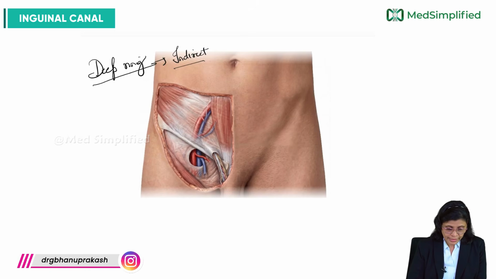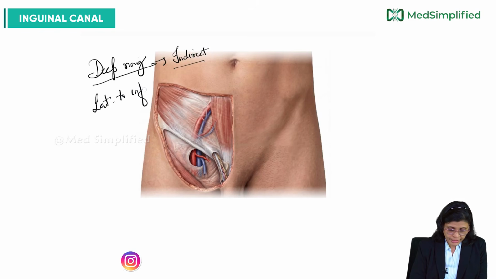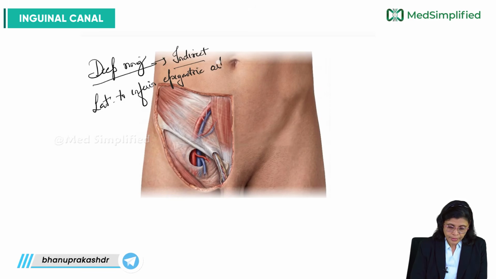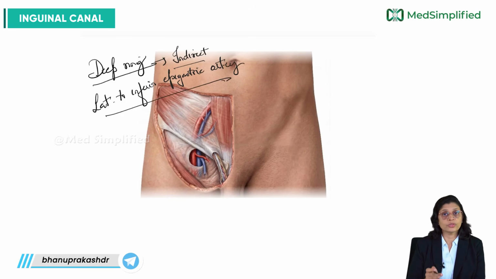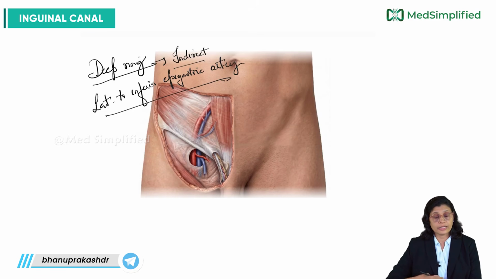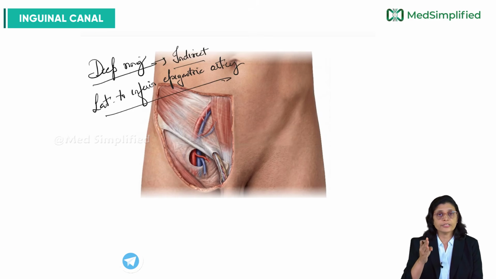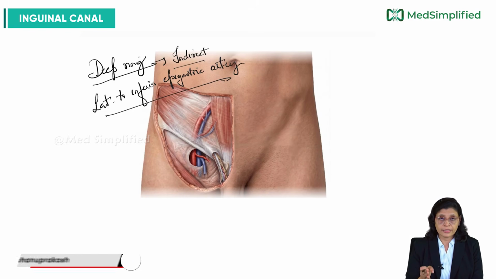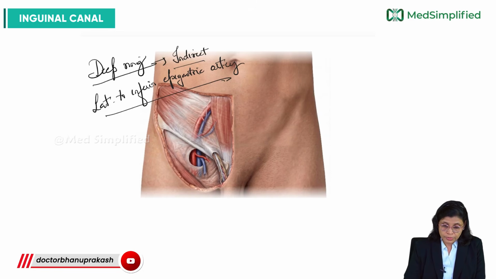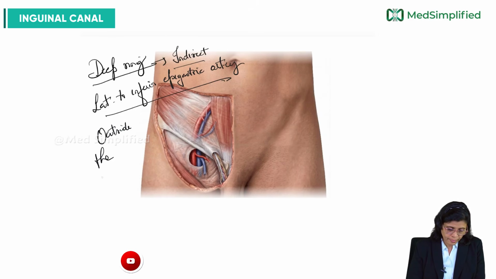So this is indirect. This always lies lateral to the inferior epigastric artery. Inferior epigastric, that means what? It lies outside the Hesselbach's triangle. This inguinal hernia is outside because the inferior epigastric artery forms the lateral boundary of Hesselbach's triangle. That is why the indirect hernia lies outside the Hesselbach's triangle.